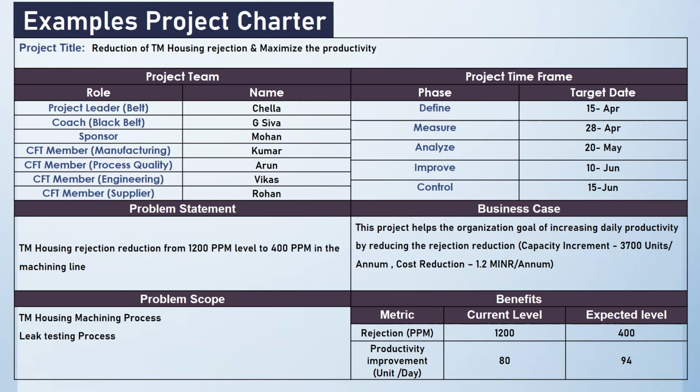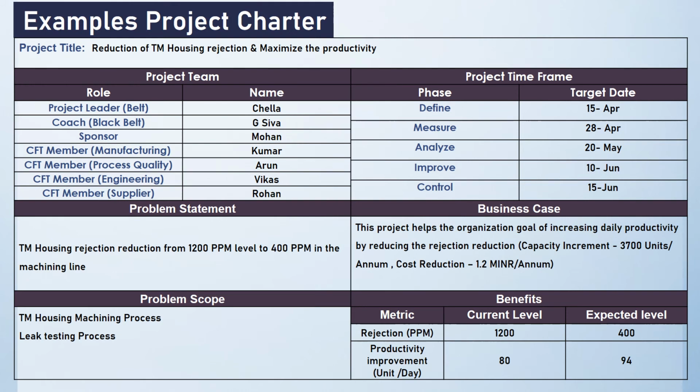And coming to the statement, TM housing rejection reduction from 1200 ppm to 400 ppm in the machining line. You can see over here it clearly specifies the current level and expected level for the reduction, and the scope also. And the problem scope, like I said, is the TM housing machining process and leak testing process. These are the two processes. So we are going to work on only these two processes to reduce the rejections found at the process.